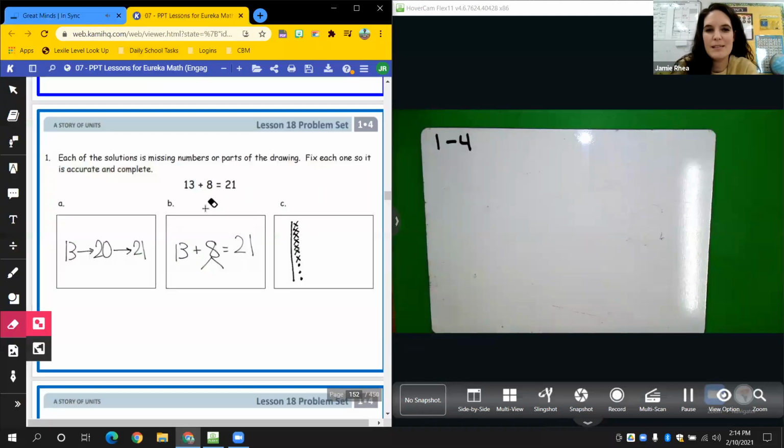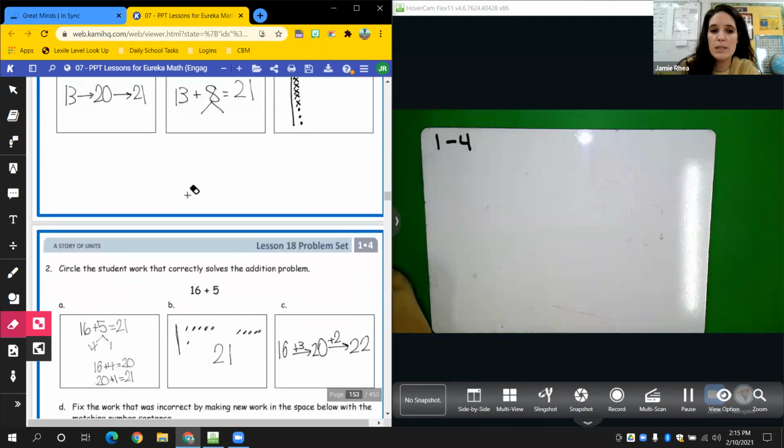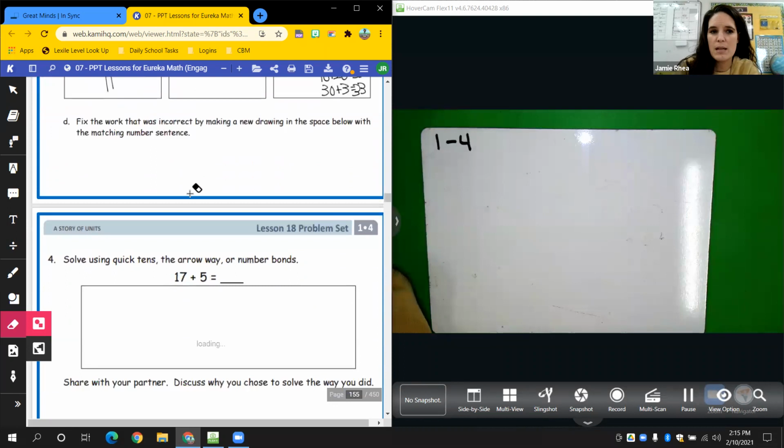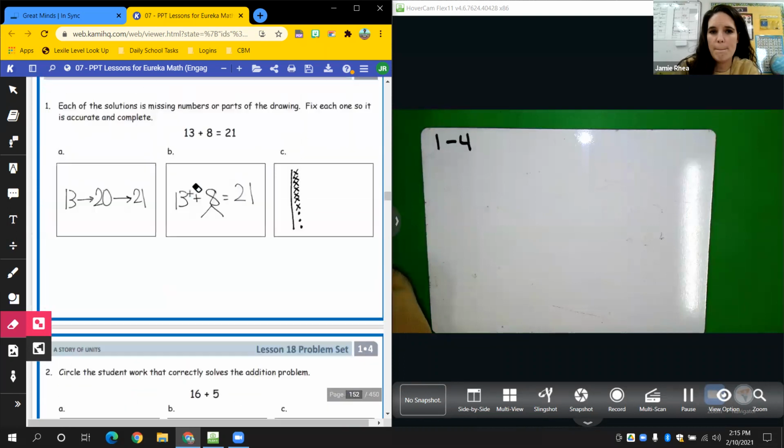Let's look at our problem today. Each of the solutions is missing numbers or parts of the drawing. Fix each one so it is accurate and complete. Okay, so let's look at number 1, because this is what you're going to do on 1. Then we have different directions on each one, okay? So let's look at number 1.